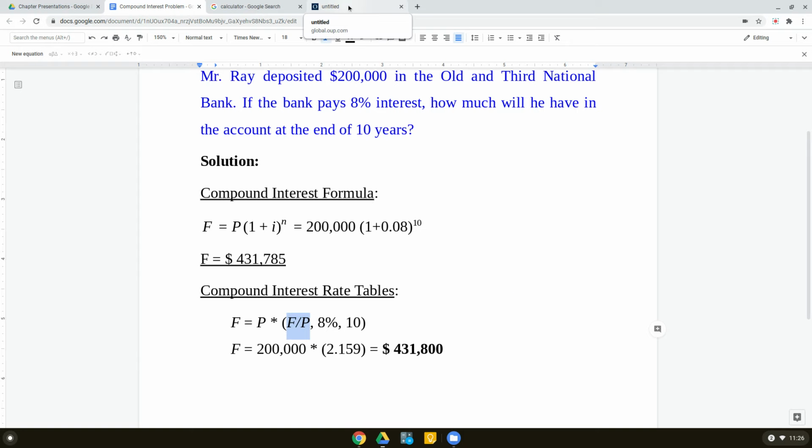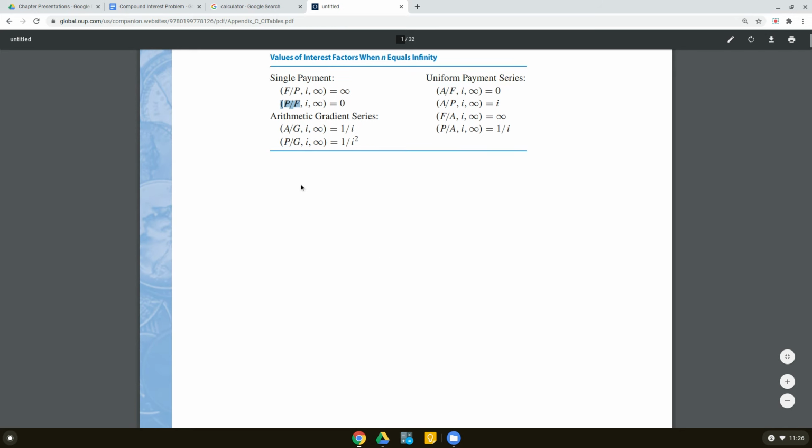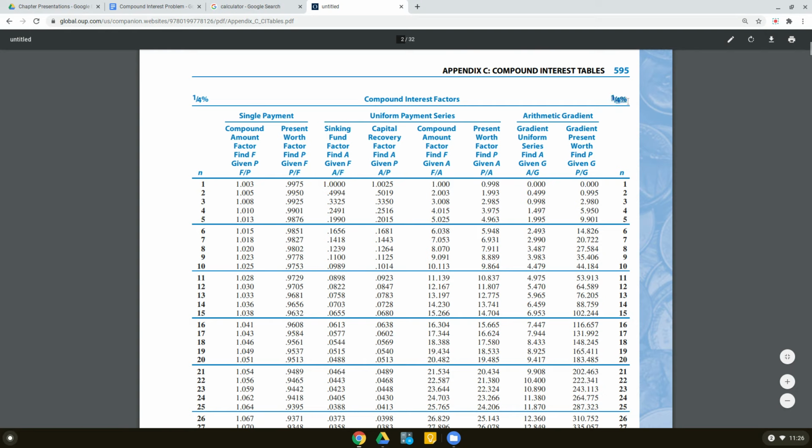Okay, so let's look at the compound interest rate table. So you can see there are different factors already here: f given p, p given f. There are some other things here that I'm not going to discuss right now, but all these values will be given in the compound interest rate tables. So now I'm going to scroll down, and you will see all these different columns represent different factors: f given p, p given f, a given f, and so on and so forth, and their explanation is there, what that means. And this particular table is for 1/4% interest rate, which is 0.25% interest rate. And the first column indicates the n, the number of years.